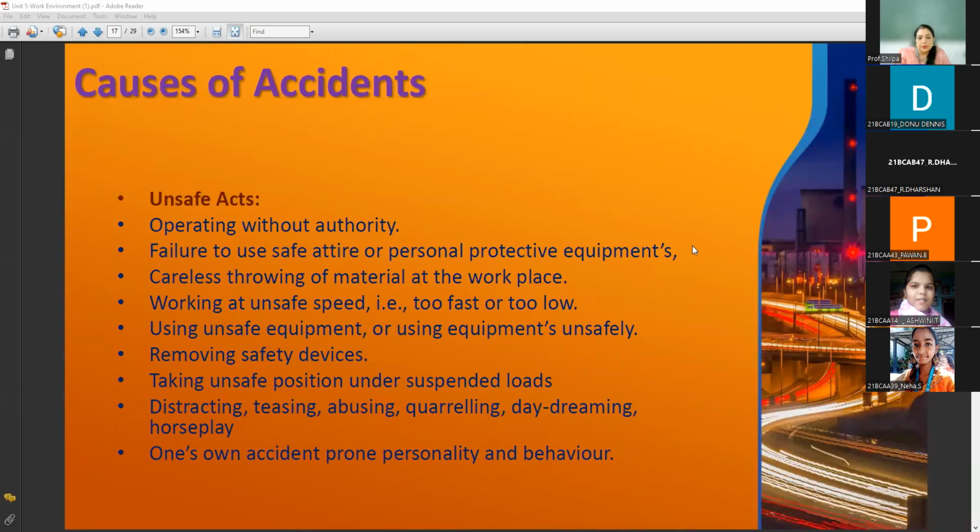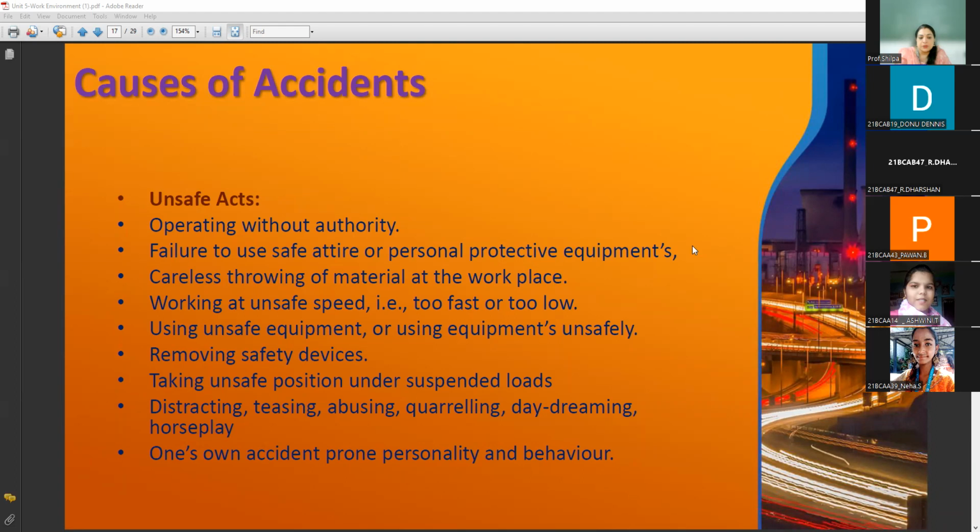Using unsafe equipment or using equipment unsafely might also lead to accidents. Removing safety devices: if you're not using your safety devices correctly, or removing those safety devices and working on dangerous machines, this may also lead to an accident.